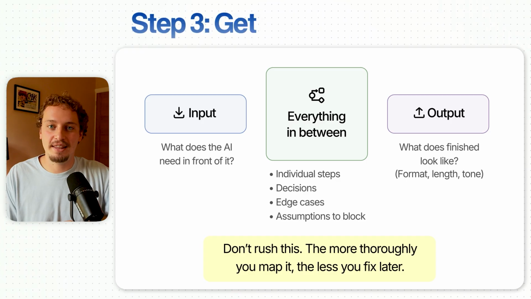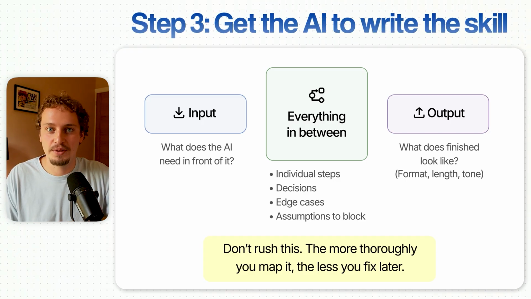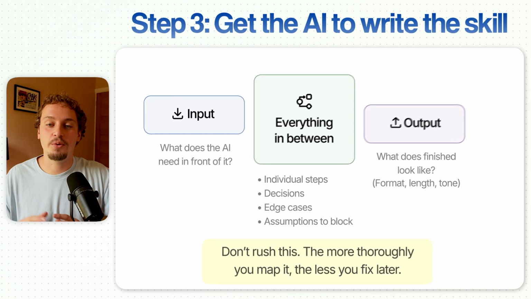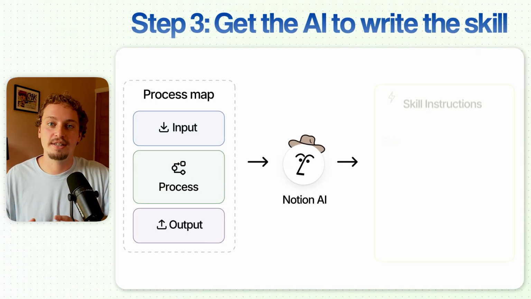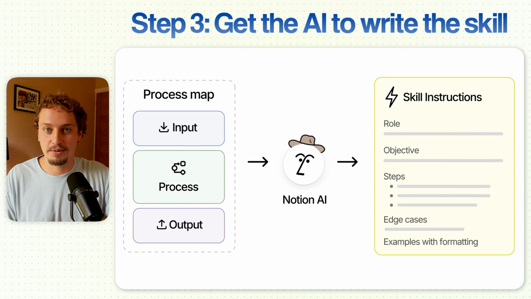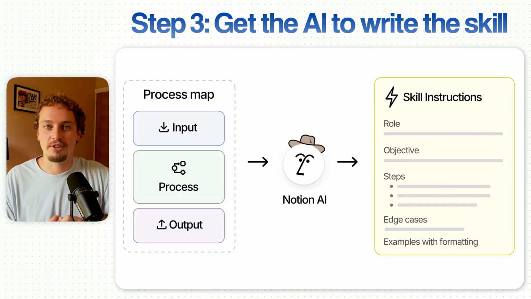Step 3, get the AI to write the skill for you. Once you've mapped the process, you can give all of this context to the AI and ask it to turn it into a refined set of instructions for a skill. I've personally found that AI is always better at creating skill instructions than I am, so I prefer it to do this part of the process. And as a helpful side effect, it means you don't have to spend time writing it yourself. So give it the raw materials and let it write it for you.